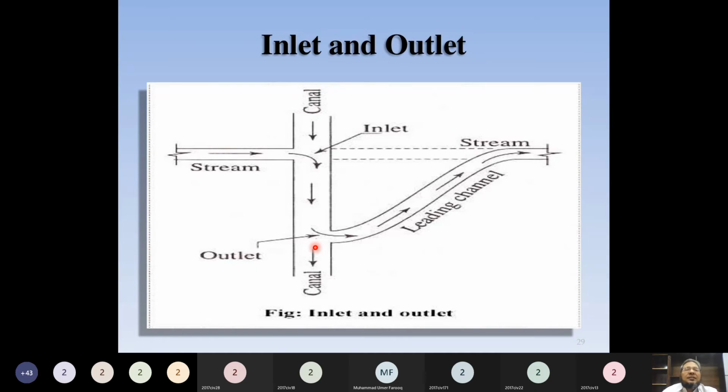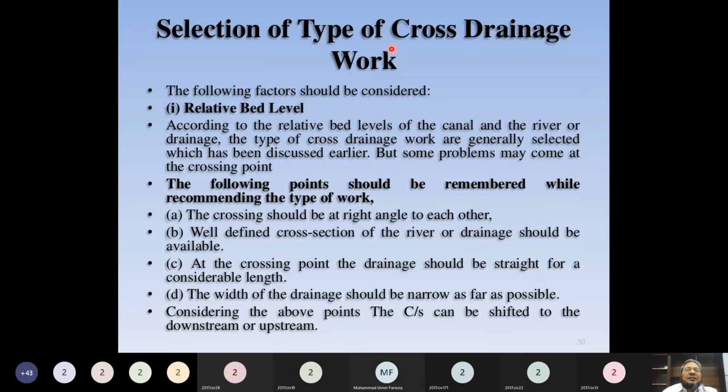Now we have to again discuss the selection of type of cross drainage works. Some of them we have already discussed. Number 1 is the relative bed level, and you know the relative bed level is the most important, and it is the relative bed levels which decide the type of the cross drainage structure, so this is most important. In addition to that, the following points should be remembered while recommending the type of the work. Number A, the crossings should be at right angles to each other. Why?